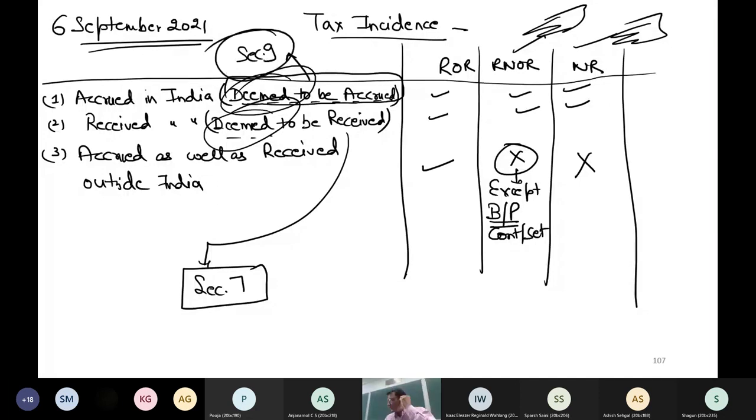So my next discussion will be on section 9. I'm going to discuss now those cases where incomes are deemed to be accrued in India. If the income is deemed to be accrued in India, it becomes taxable whether you are ROR, NOR or NR. In reality, any income might be actually earned outside India, but if it is deemed to be accrued in India, this concept will be applied first and it will be made taxable in India irrespective of your residential status.